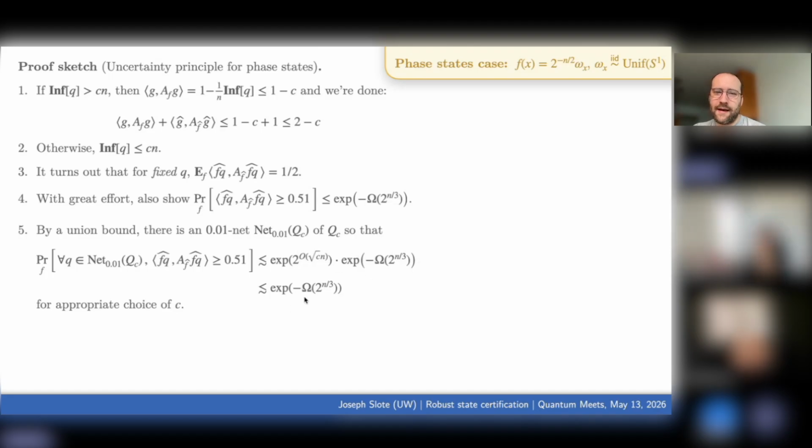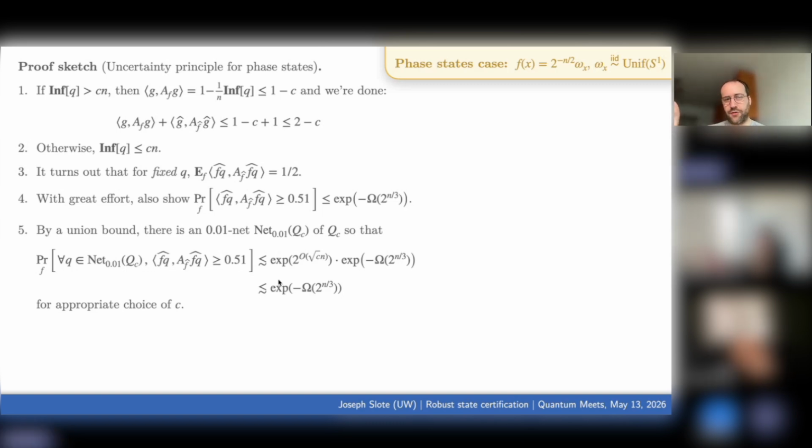And so we get that with high probability over F, for every Q in this net, this thing is very, very close to 1/2. Remember, we only needed it bounded away from 1 by a constant. We get something much better. We get it very close to 1/2.